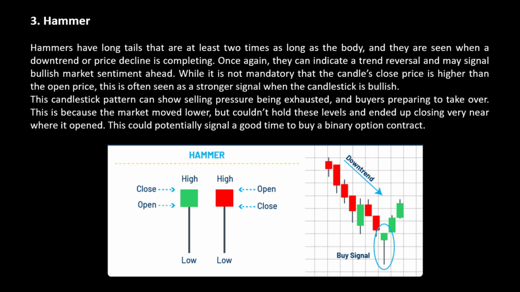This candlestick pattern can show selling pressure being exhausted, and buyers preparing to take over. This is because the market moved lower, but couldn't hold these levels and ended up closing very near where it opened. This could potentially signal a good time to buy a binary option contract.